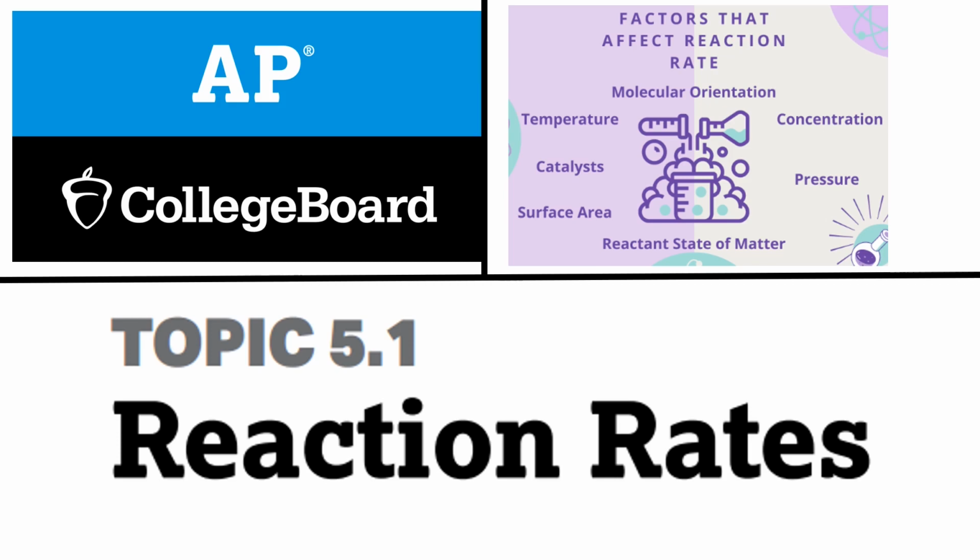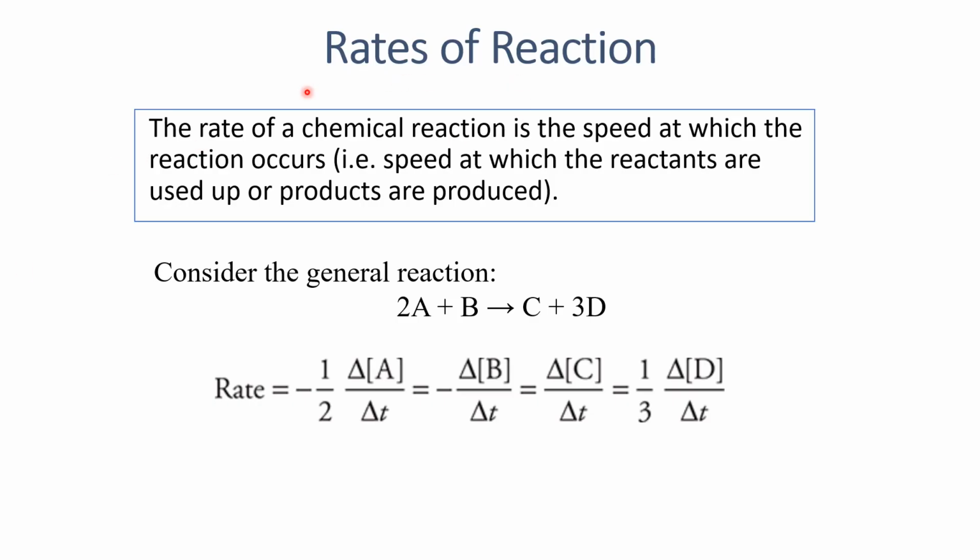So let's start. The first thing is, what is the meaning of rate of reaction or reaction rates? The rate of a chemical reaction is the speed at which the reaction occurs. Whenever we are talking about rate, it is basically what's changing with respect to time. We might be measuring the speed at which the reactants are used up, or the speed at which the products are produced.